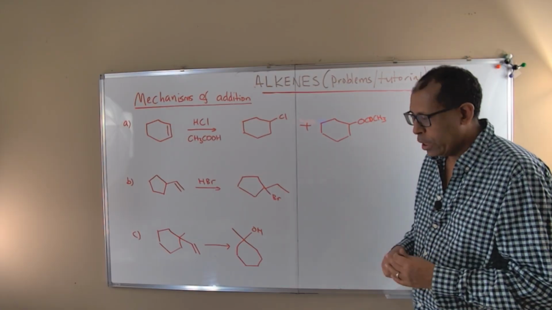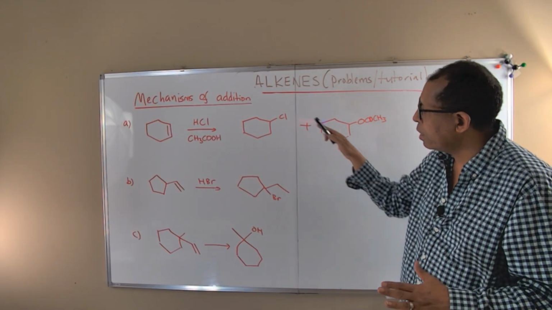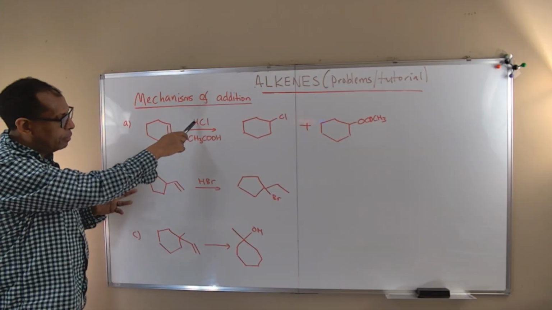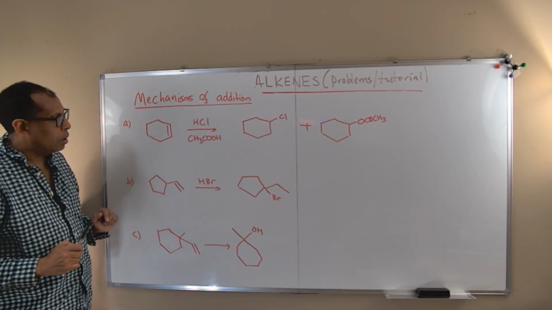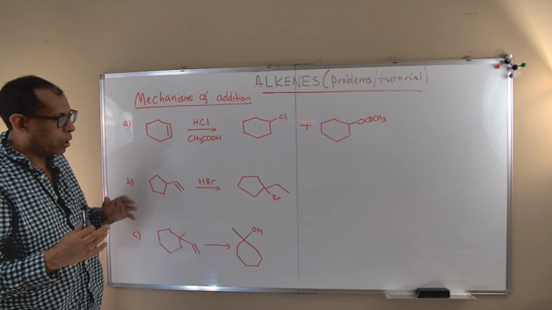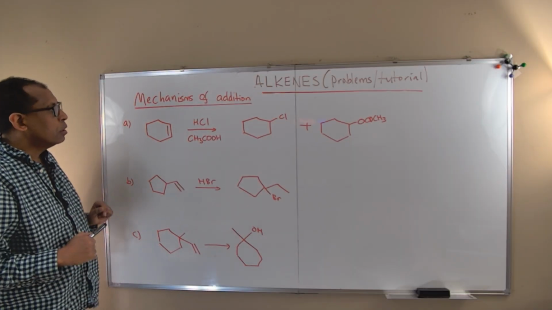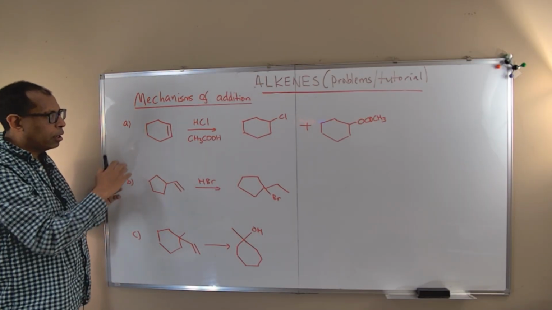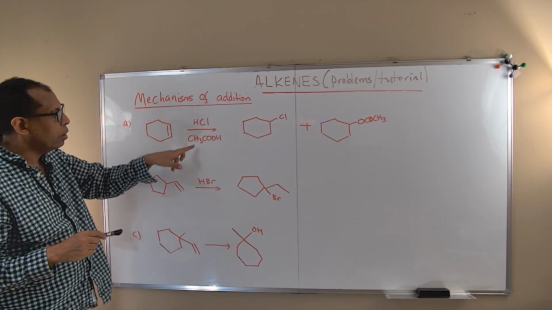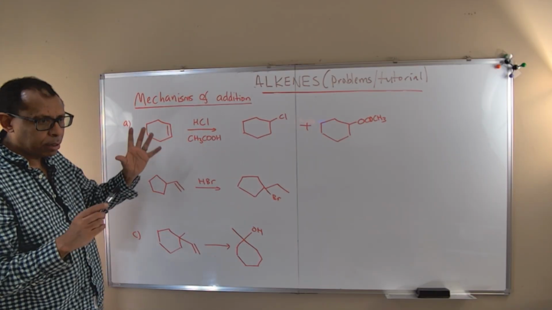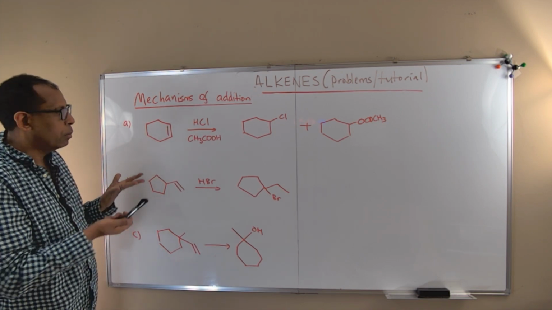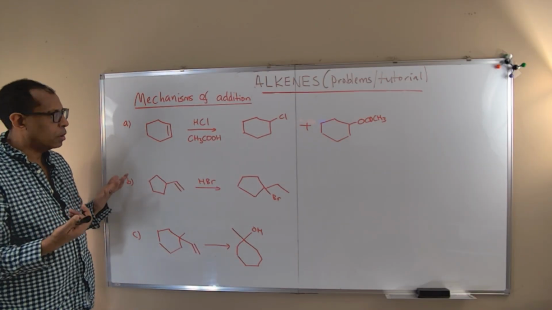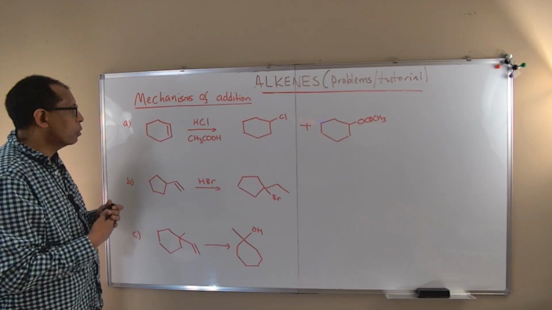Okay, moving along, now we are asked to write a clear reaction mechanism for the addition reaction of these three reactions, and show how the particular product is formed. So let's begin with the easiest one from the top. Cyclohexene is treated with hydrochloric acid, and acetic acid is used as a solvent. If you were using water, you would use water as a solvent, but here, acetic acid is used as a solvent.